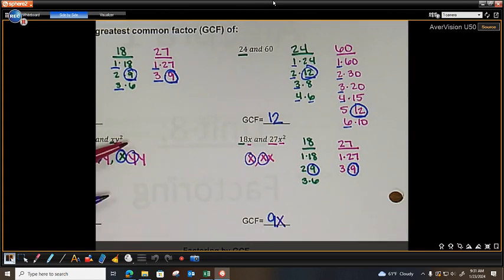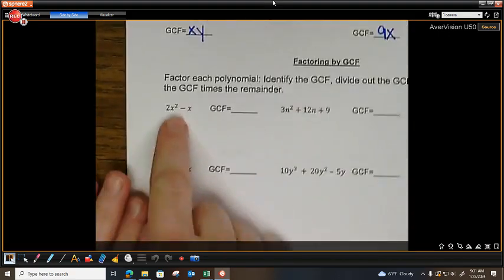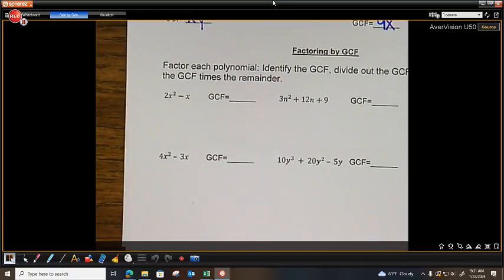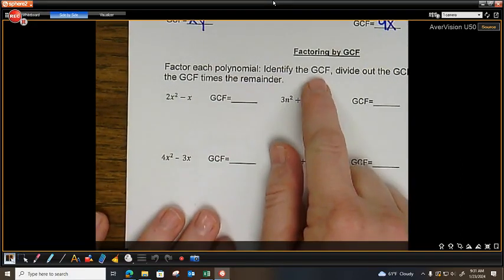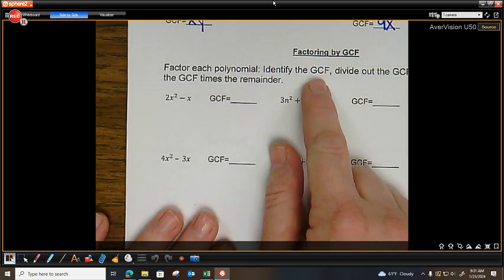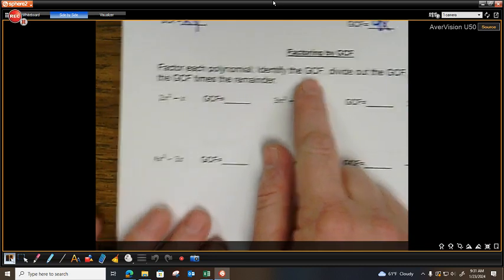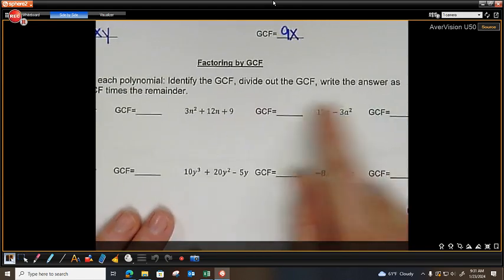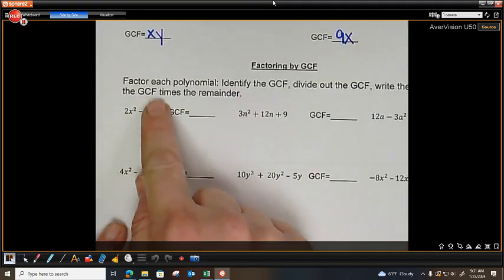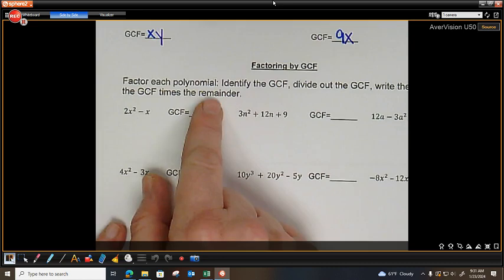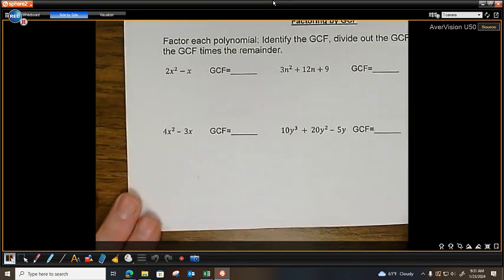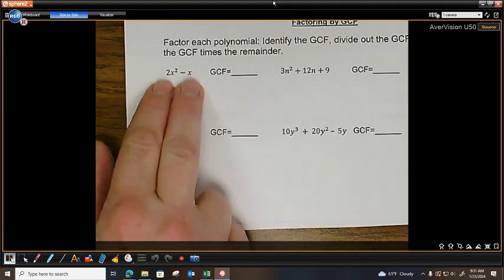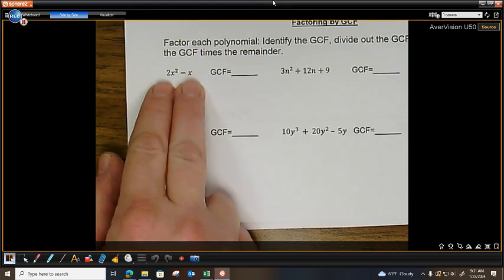Okay, next we are going to factor by removing the GCF. No longer are these like a list of numbers. Okay? It says to identify the GCF, that's why we did that up top. That's your first step. You have to be able to find the GCF. Then we're going to divide out the GCF. Then we're going to write your answer as the GCF times the remainder. Okay? So, first step. Is there a numerical GCF?